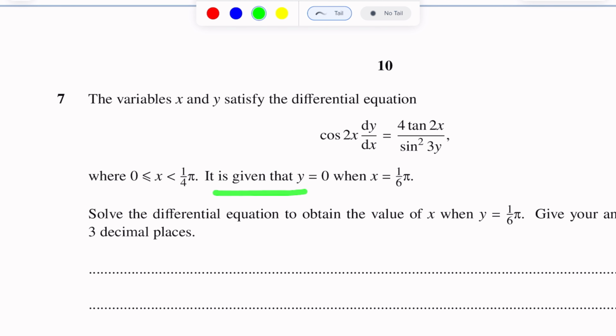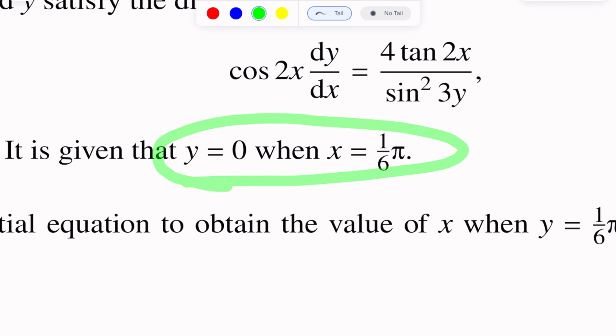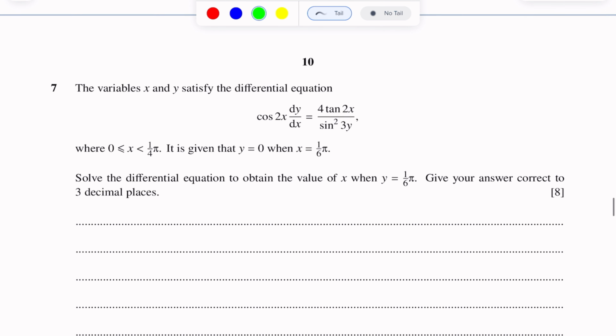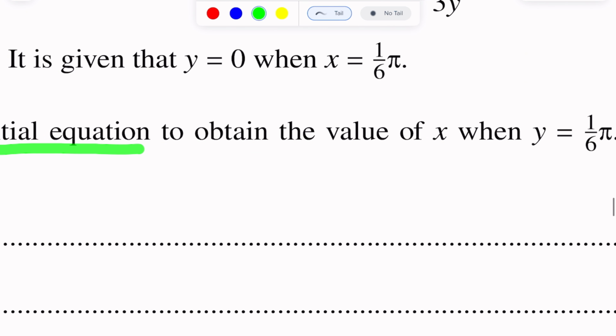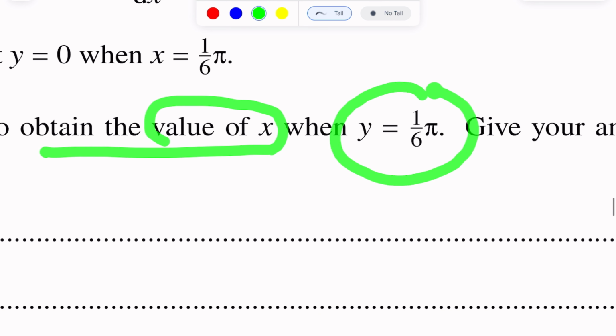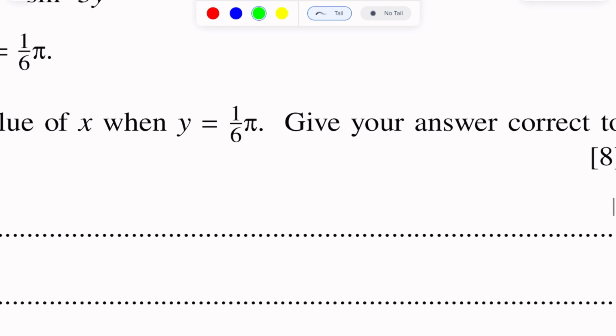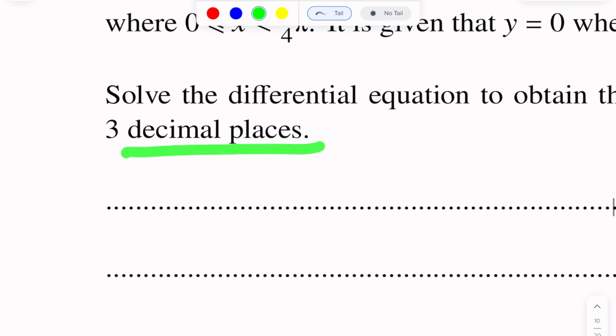It is given that y is equal to 0 when x is equal to pi by 6. These are called initial conditions. Solve the differential equation to obtain the value of x when y is equal to pi by 6. Give your answer correct to 3 decimal places.